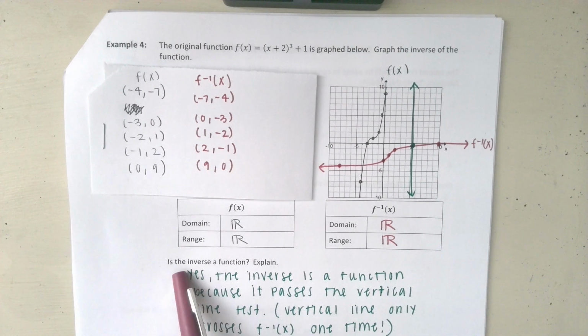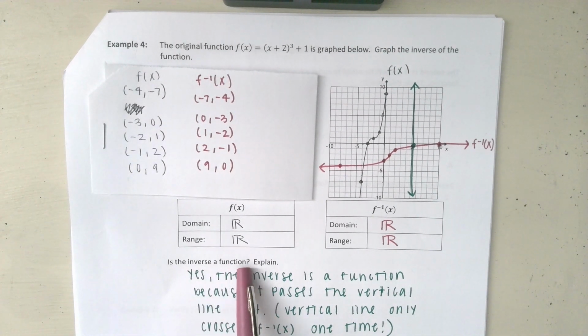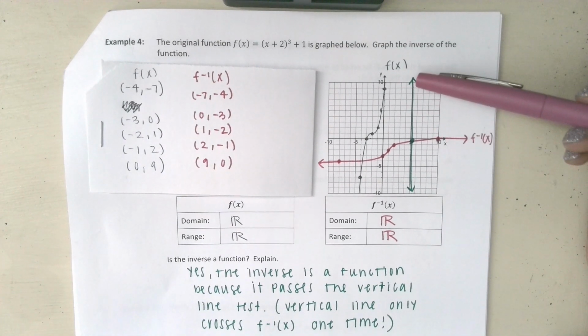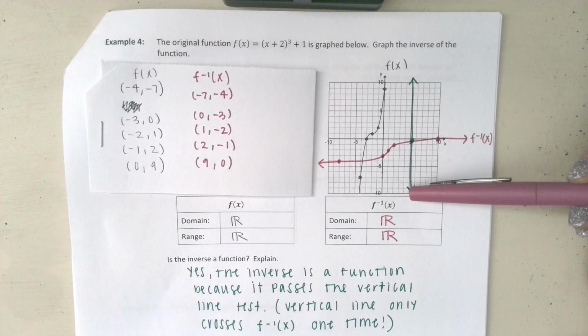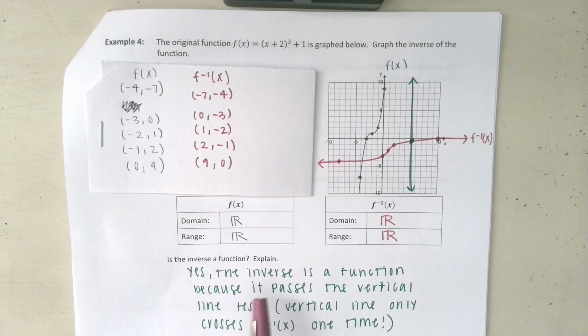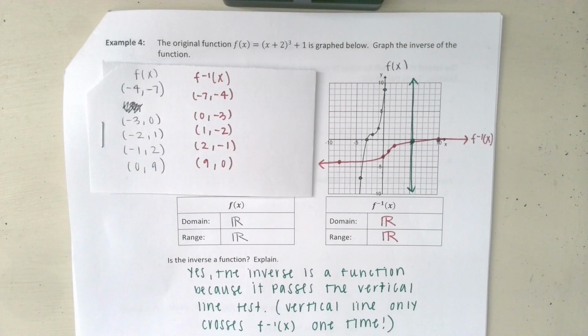And then again, when we're finding if the inverse is a function, we're looking at that vertical line test. I drew my vertical line right here in green. It only crossed the inverse one time. So I said, yes, the inverse is a function because it passes the vertical line test, meaning that that vertical line only crosses the inverse one time.